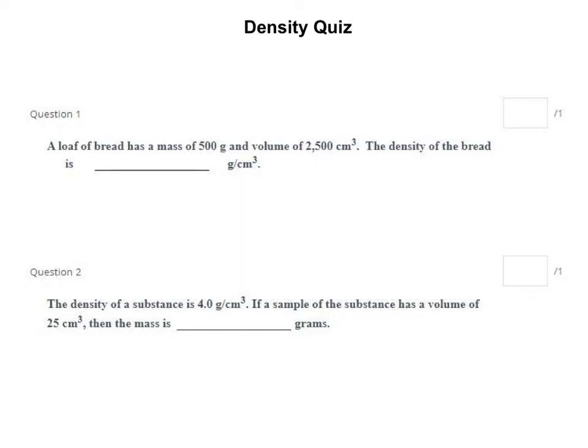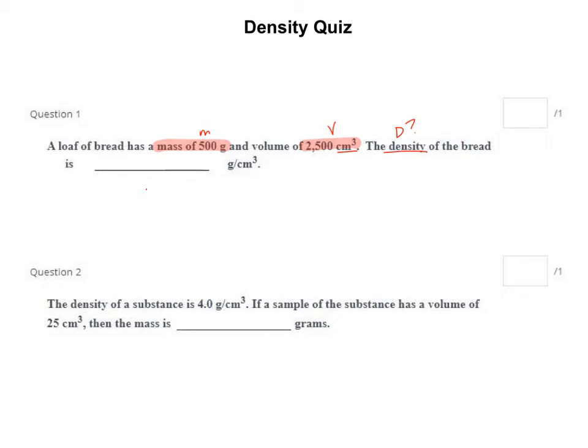All right, so the first step we should do is identify what information is given to us. So we have 500 grams, 2,500 cubic centimeters. Mass measures grams, so 500 grams is M, and 2,500 cubic centimeters, that's a unit for volume. So that means that I need to figure out density.